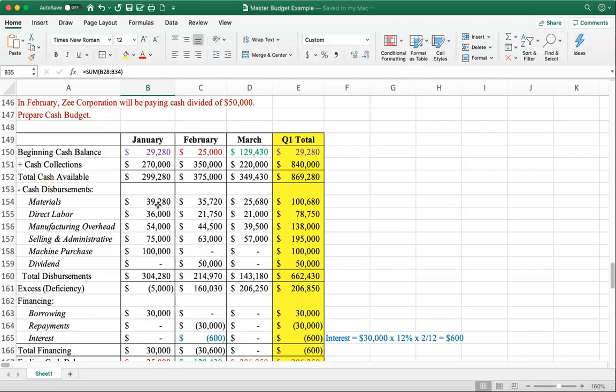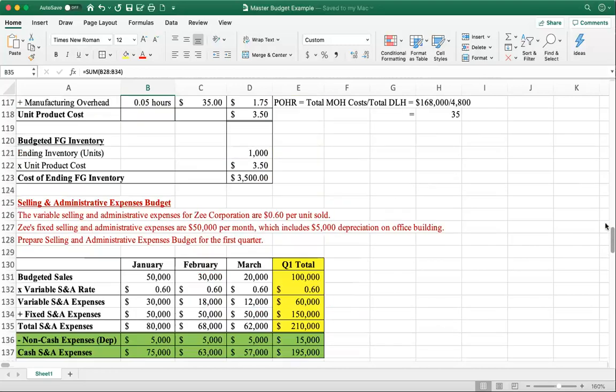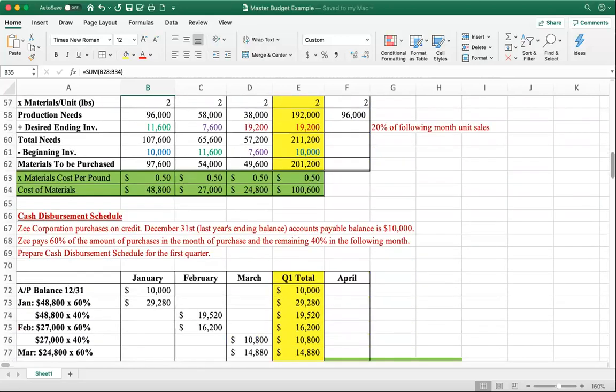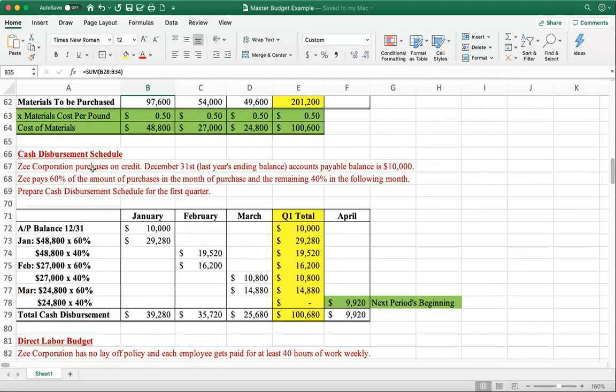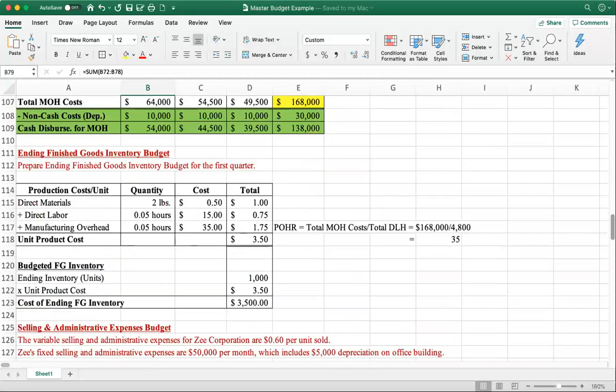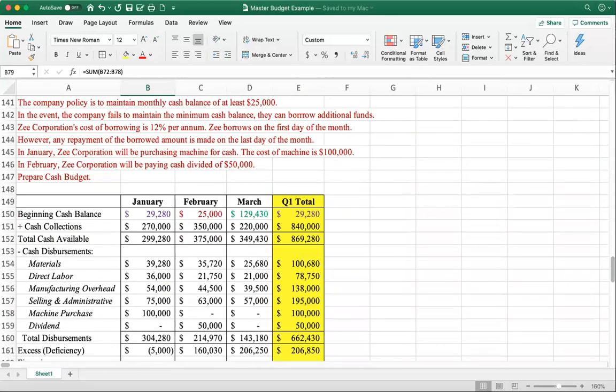In cash disbursements, you paid for material, labor, overhead, selling and admin, the machine, the dividend, or any other disbursement you have made is going to come here. For material, you paid $39,280, and that's coming from your cash disbursement schedule after you prepared your materials budget. You paid $39,280 in January, $35,720 in February, and $25,680 in March. So this information is coming from your cash disbursement budget.